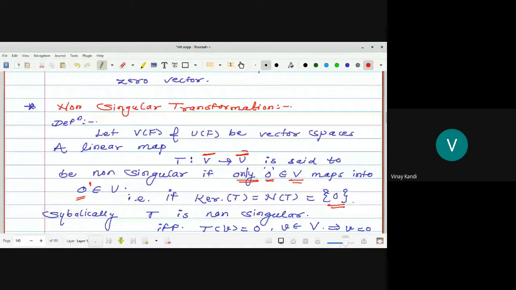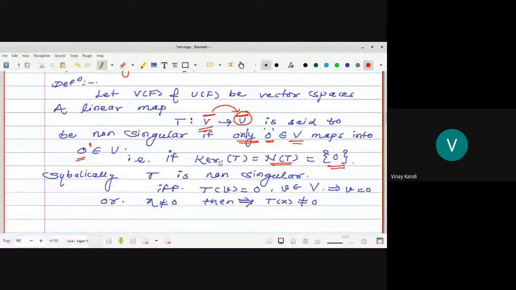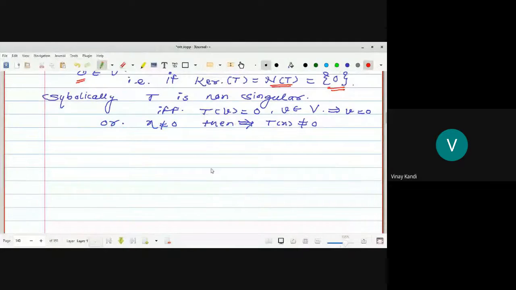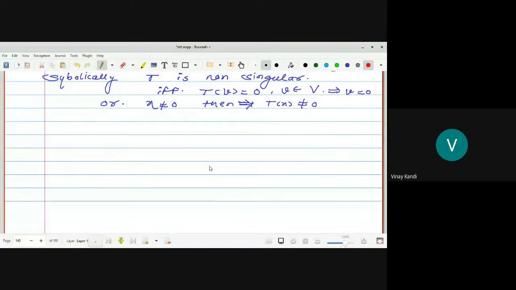And that is the kernel of T, which is equal to the null space of T, which is equal to {0}. What is the null space of T? It is the subset of your domain which maps to the zero element of your codomain. So the kernel of T is the singleton {0}, the zero element which maps to 0 of U. Then that transformation is called a non-singular transformation. So today we will see three theorems. Now look at the first theorem.